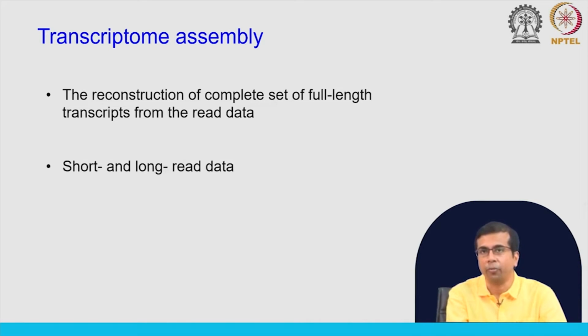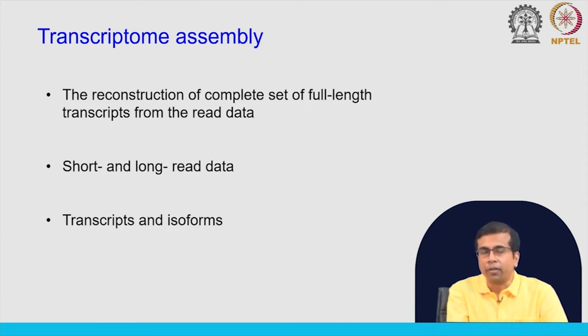We can use short and long read data. Depending on the platform, if we are using Illumina or Ion Torrent, we will get short read data, but if we are using SMRT or nanopore, we will get long read data. We can also have hybrid data, where we mix short and long read data and do the assembly.